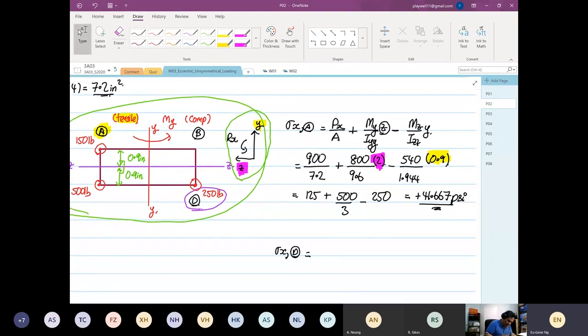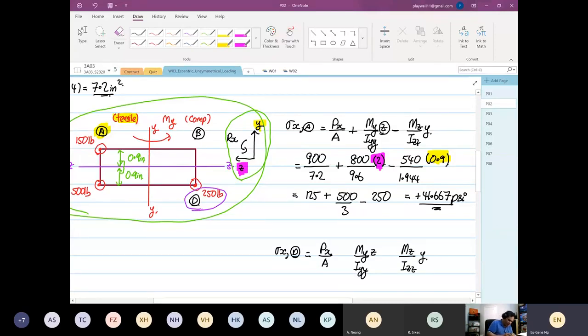So we will have Px over A. So the formula is still the same. So we're going to write down Px over A. Again, My over Iyy multiplied by Z. And then we have Mz over Izz multiplied by Y.